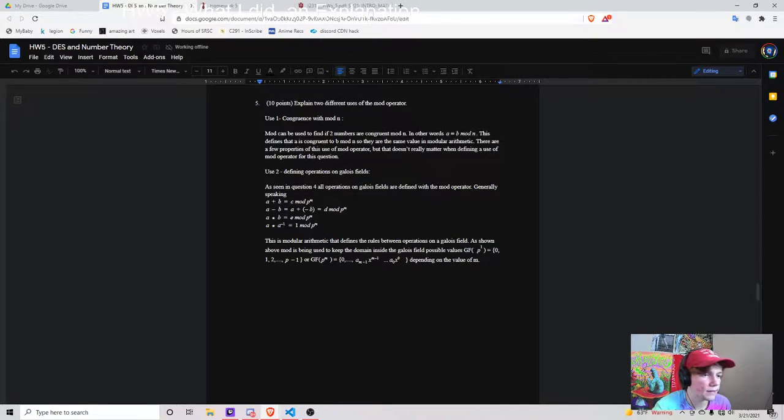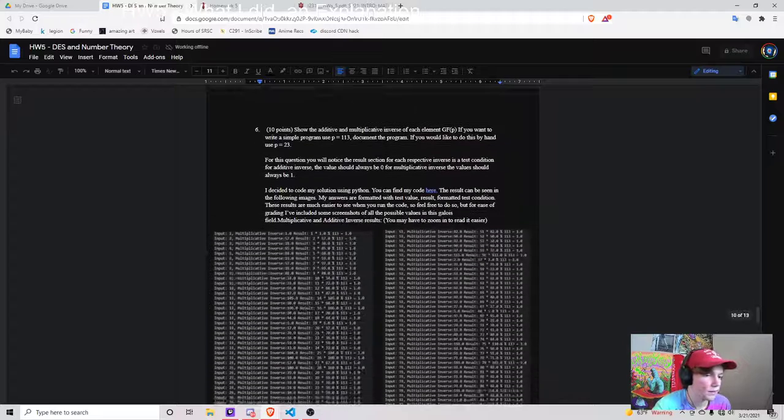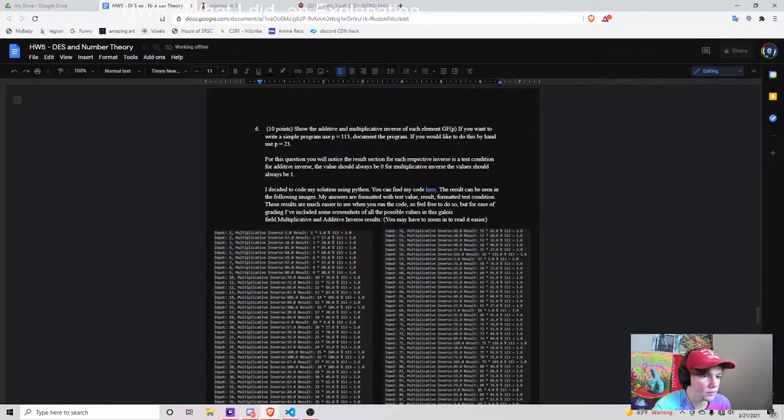For number 5, there's a lot of right answers here. Generally, as long as you're using your modulus operator and you say what it does, I think you get it right. Okay, this one was one of the more fun ones.